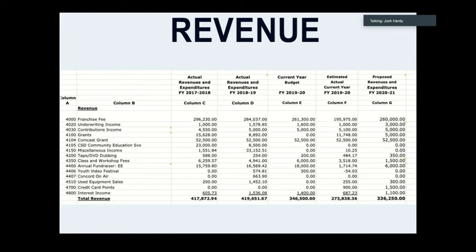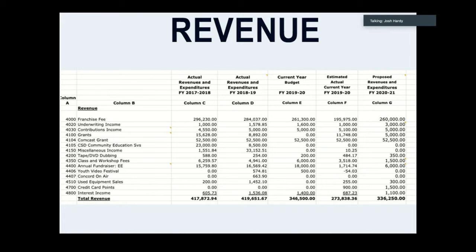The Comcast grant, 4104, that's just what we get in the Comcast equipment grants. Community ed, that money has gone out, so that's zeroed. Miscellaneous income, off the top of my head, I can't recall all of that. Miscellaneous income, that 33,000, that must be the community education, and Mike can nod his head back there. That looks familiar, community ed.